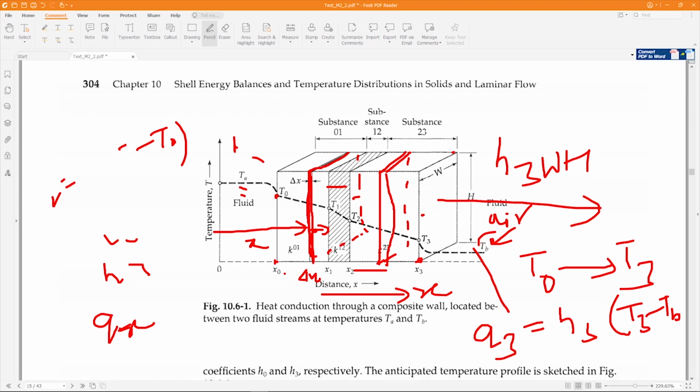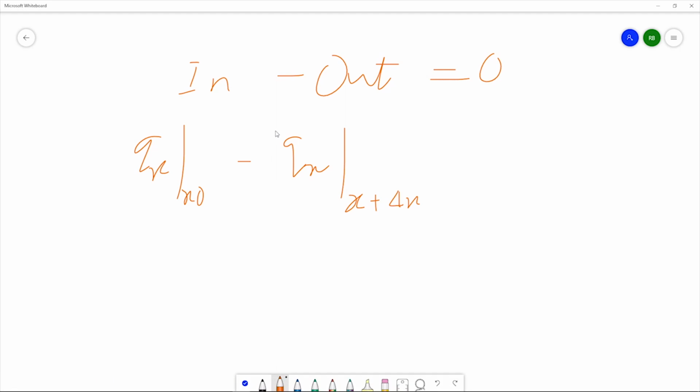So in minus out, only by conduction, there is no other convection or generation. Qx at x, not x naught, because we are doing a general cell balance. You can apply boundary conditions to find x naught, x1 later. So first you have to do the general balance: Qx at x minus Qx at x plus delta x equals 0.